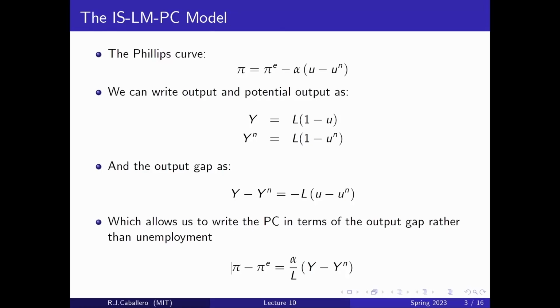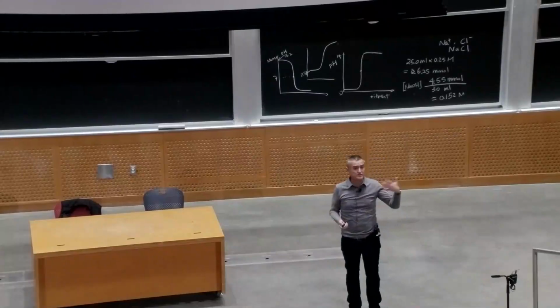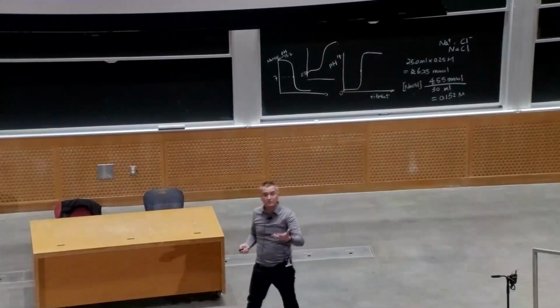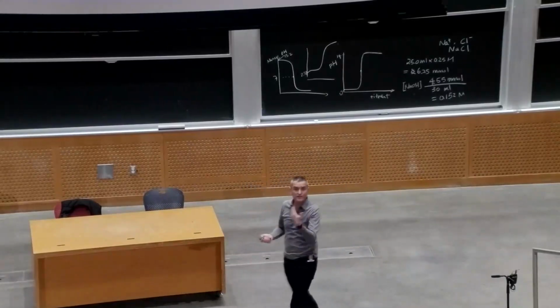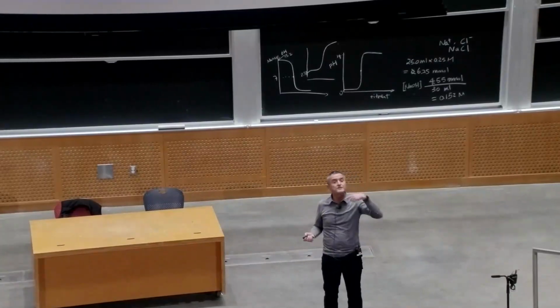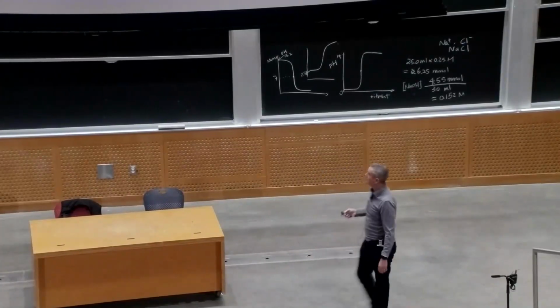So when the output gap is positive, then inflation will exceed expected inflation. If expected inflation is unanchored, that is, expected inflation is equal to lagged inflation, then that means that a positive output gap leads to an increase in the inflation rate, okay?